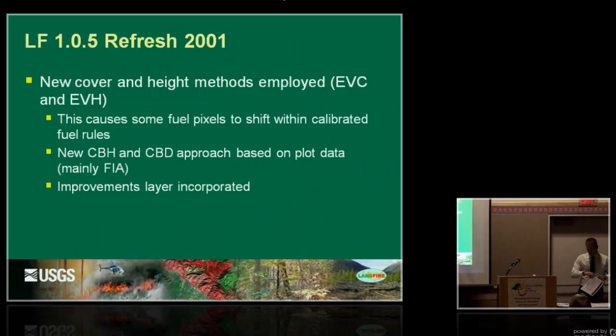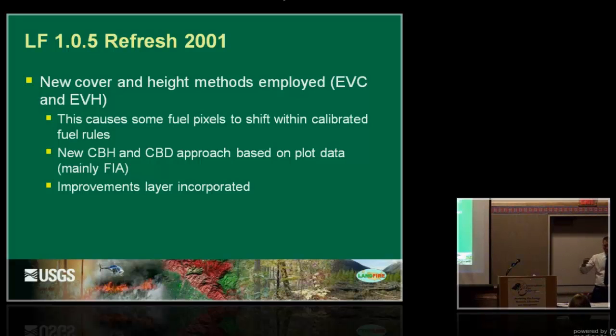Then we came to the LANDFIRE 105 Refresh 2001. And we took the new cover and new height methods that Birgit talked about, and we used those in there that were remapped for EVC and EVH. So that improved things greatly. It really helped with reducing the wind speed, or the wind reduction factor. We had a really high wind reduction factor earlier because the high cover really messed with the models. So having that lowered canopy cover helped out a ton. The only thing that this did cause a problem for us was pretty minor, but it did show that we ended up shifting some of our fuel model pixels.